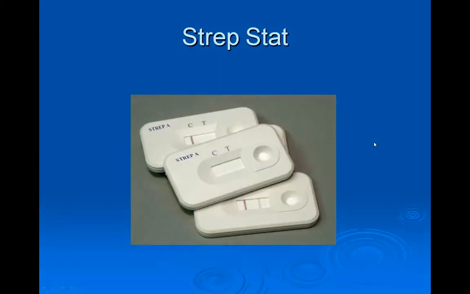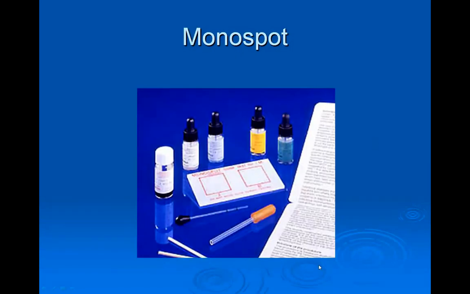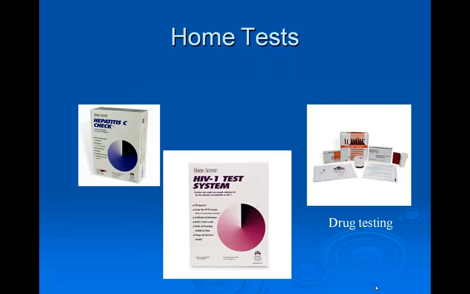Okay, for a monospot, what do you think they're screening for? If a strep stat was for strep throat, what do you think monospot is for? We get quick results for mononucleosis. So we're going to take a blood sample and we're going to screen rapidly to see if you have antibodies against the organism that causes mono, which is a virus, Epstein-Barr virus. A lot of these rapid home tests are nothing more than antigen antibody tests for specific organisms or viruses. So hepatitis C check, I can do that in my home. I can do a HIV test in my home.